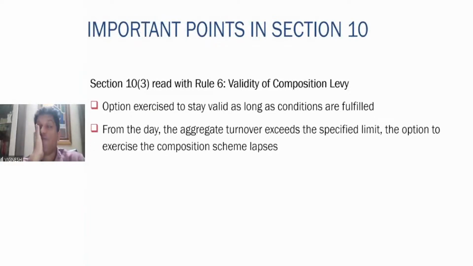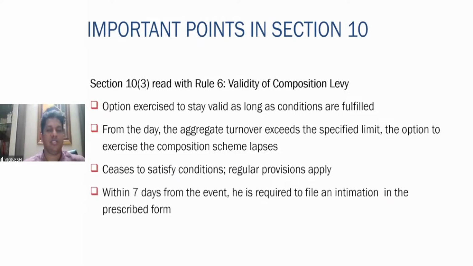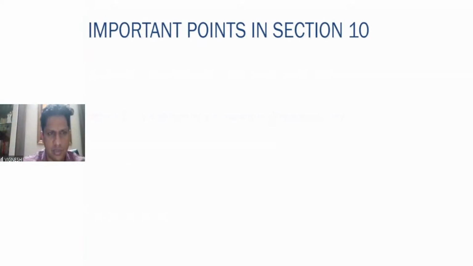Validity: the option will be valid as long as the conditions are satisfied. From the day the aggregate turnover exceeds the limit, the option to exercise composition lapses. We saw the example also. If he ceases to satisfy conditions, regular provisions will apply. Within 7 days, he has to file an intimation in the prescribed form. The moment he fails to satisfy conditions, he has to come to the regular scheme. Within 7 days from the event of failing to satisfy the conditions, he is required to file an intimation in the prescribed form.